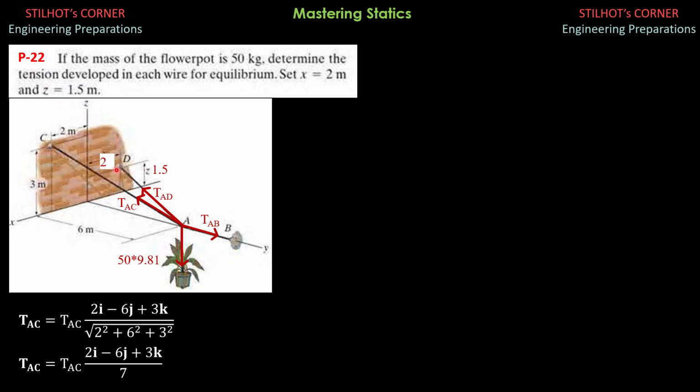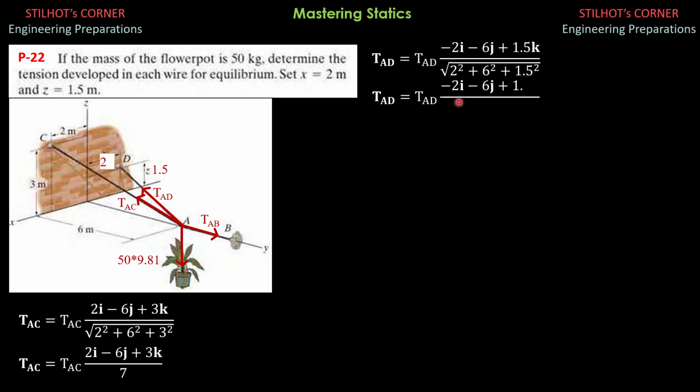Tension AD is along x, negative 2 minus 0, so negative 2i, then 0 minus 6, negative 6j, then 1.5 minus 0, positive 1.5k, over square root of 2 squared plus 6 squared plus 1.5 squared. Simplifying, that's tension AD magnitude, then negative 2i, negative 6j plus 1.5k, over 6.5.